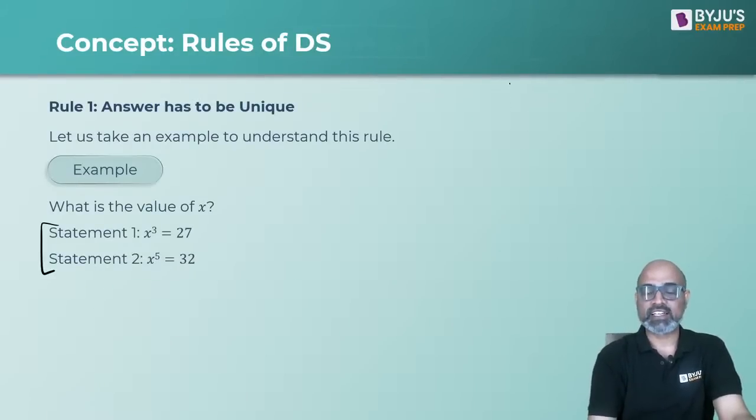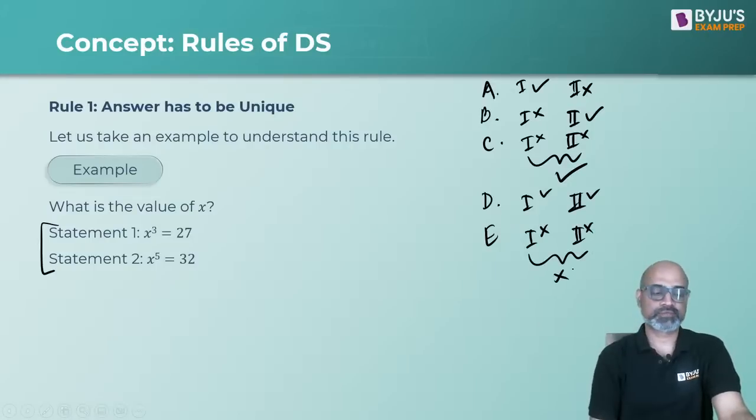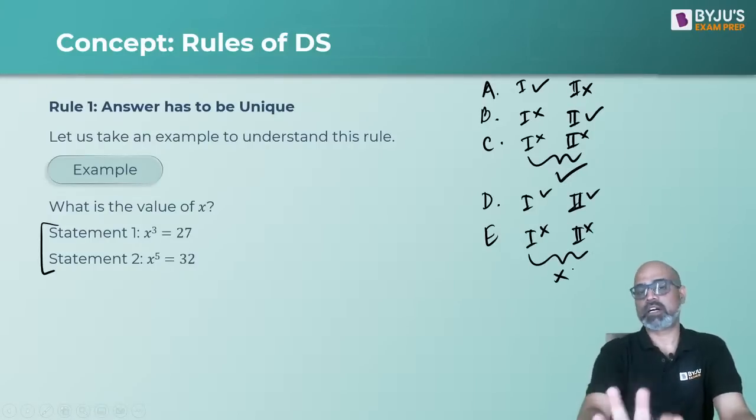Okay, so you have to mark A if from one you will get an answer, from two you won't. You will mark B if from first you don't get an answer, from second you get. You will mark C if from first you don't get, from second you don't get, you club and you get. You will mark D if from first you get, from second also you get. You will mark E if from first you don't get, from second you don't get, and even if you club, you don't get the answer. So which one to mark?